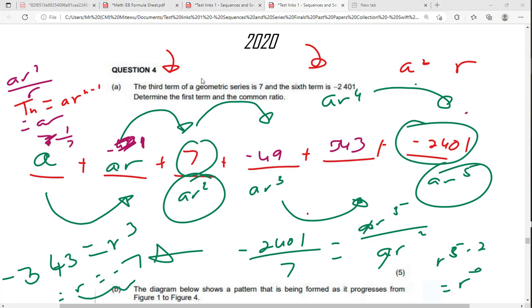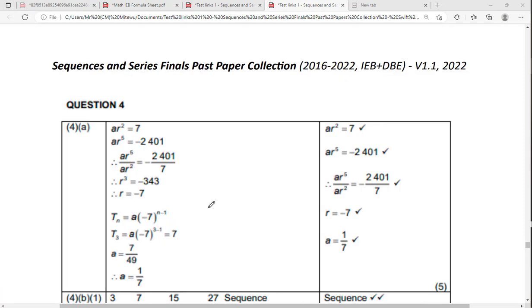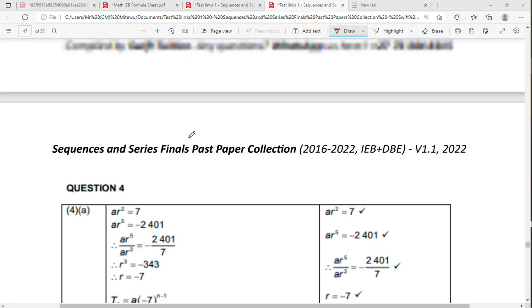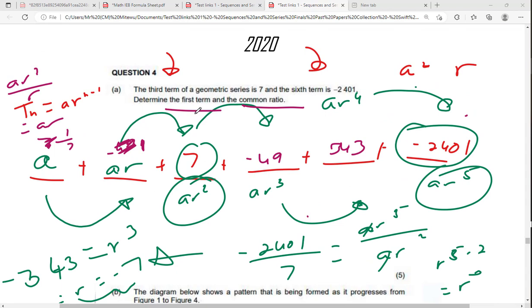We found the common ratio, and we determined the first term based off of that. Here you can just jump to the memo to see a more formal way of structuring things, but you can see it's basically the exact same thing that we did in order to arrive at our answer. So you can have a look at that, but the concept remains the same. And that is the geometric sequence, not the geometric series.